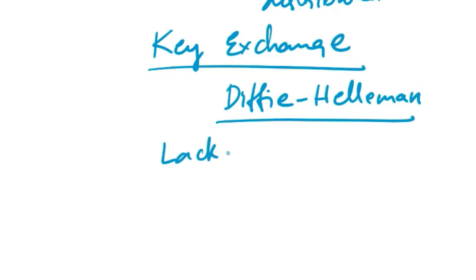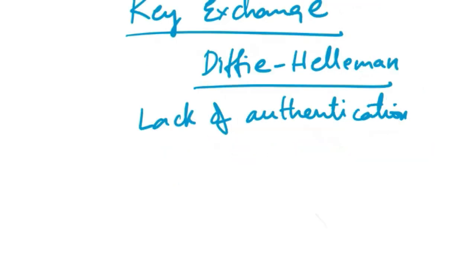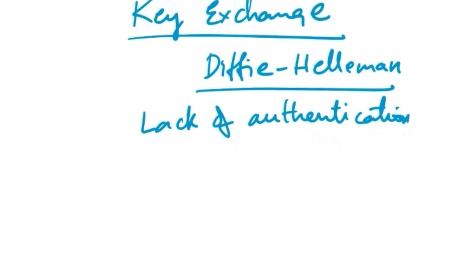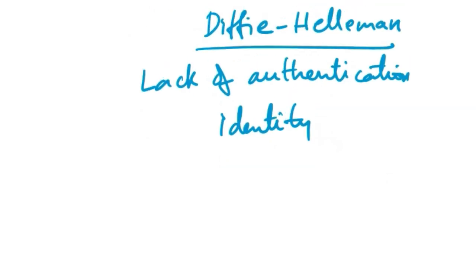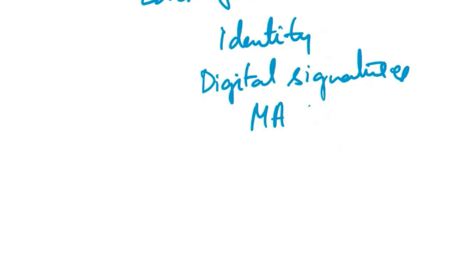Next is lack of authentication. So symmetric cryptography alone does not provide authentication or non-repudiation features, meaning that it cannot verify the identity of communicating parties or prevent them from denying their actions. Additional mechanisms such as digital signatures or message authentication codes, MACs, are required to address these security requirements.